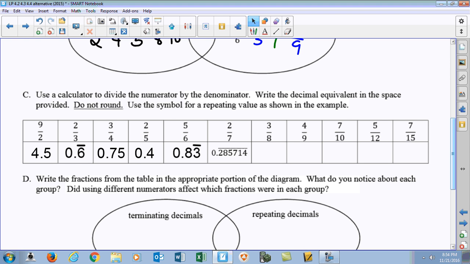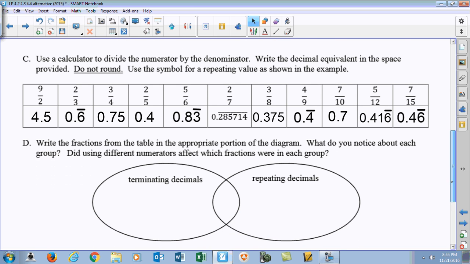Notice that 2/7 is double the size of 1/7. Notice that all the digits are double the size of the previous one. All right. So 0.285714, and that repeats every 6 digits again. 3/8 is 0.375. 4/9 is 0.4 repeating. 7/10 is 0.7. 5/12 is 0.41, and then the 6 repeats. And then 7/15 is 0.4, and the 6 repeats.